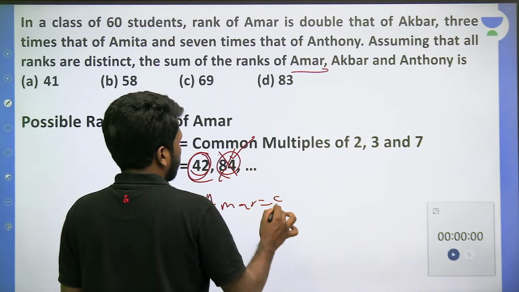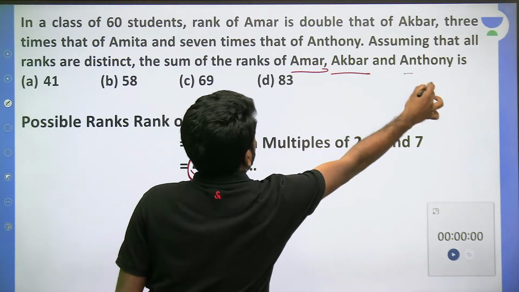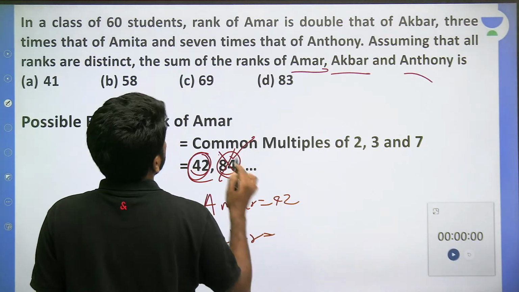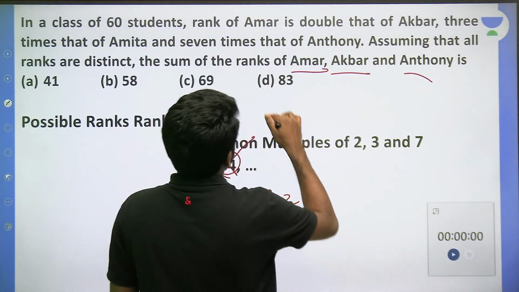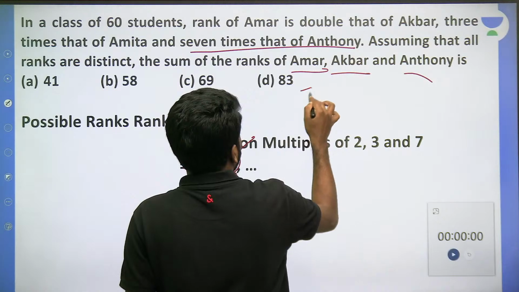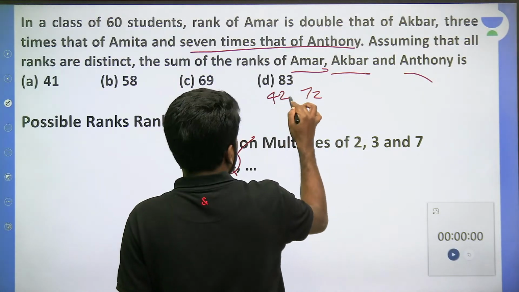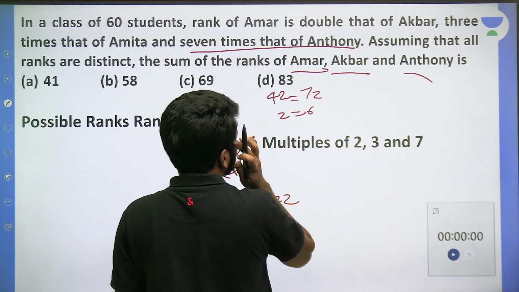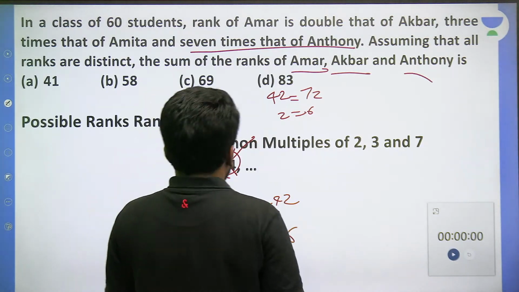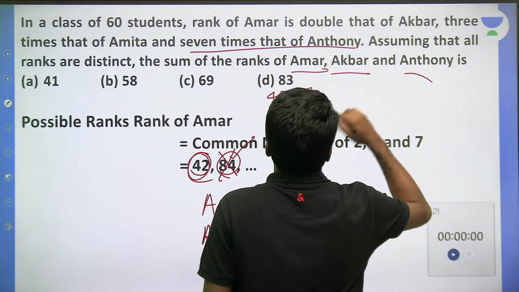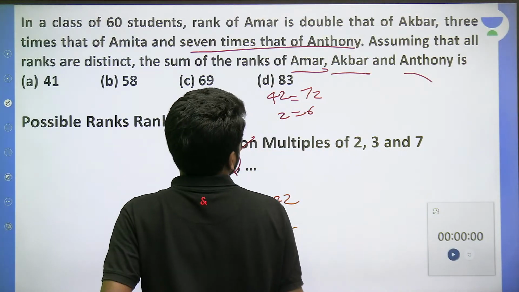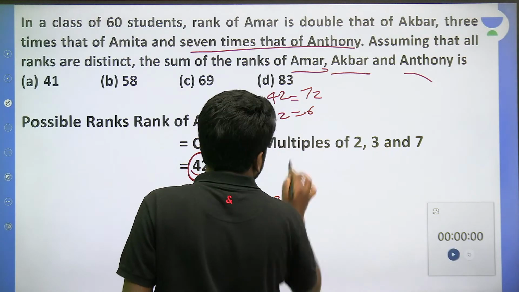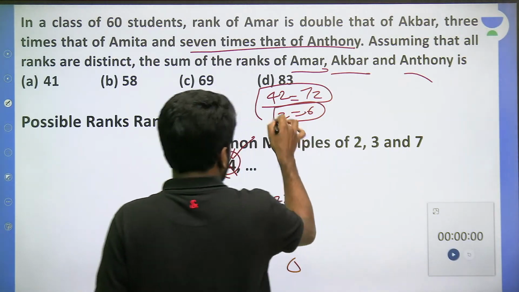Now Amar's rank is 42, so what are the other ranks? What are Akbar's and Anthony's ranks? Read the question carefully. The question is saying that Amar's rank is 7 times that of Anthony. So 7 times z is 42. So what will be z? z will be 6. So Anthony's rank will be 6. This 42 equal to 7z is for Anthony's rank.